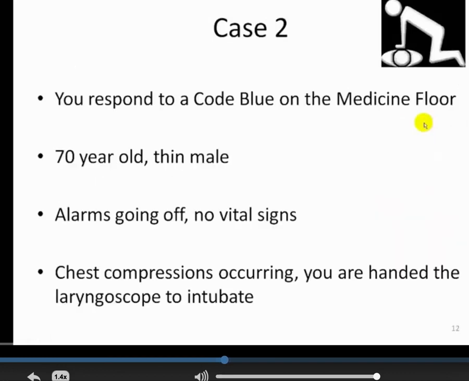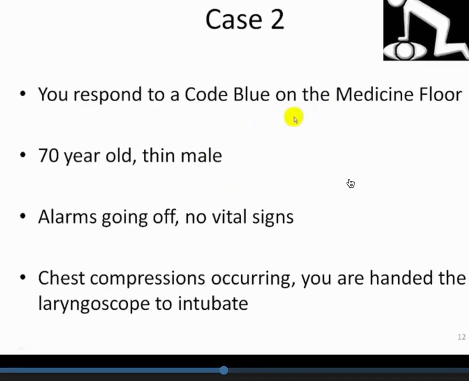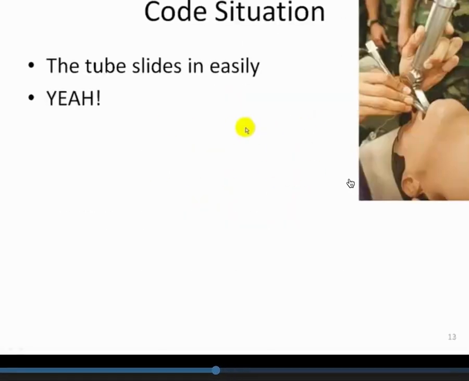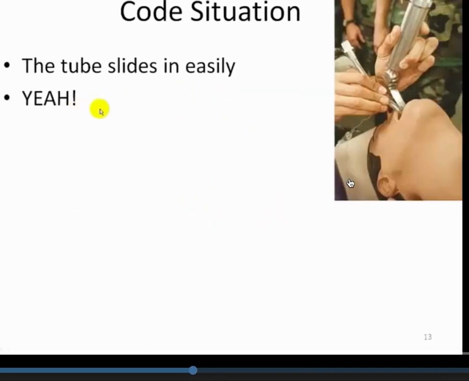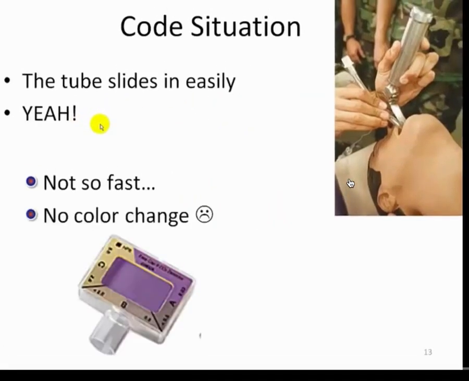So here's case 2. You respond to a code blue on the medicine floor. It's a 70-year-old thin male. Alarms are going off. He has no vital signs. So you start chest compressions, and they're occurring. You're handed a laryngoscope to intubate the patient, to place an endotracheal tube. So the tube goes in relatively easily, which is a good thing, but there might be a problem here.